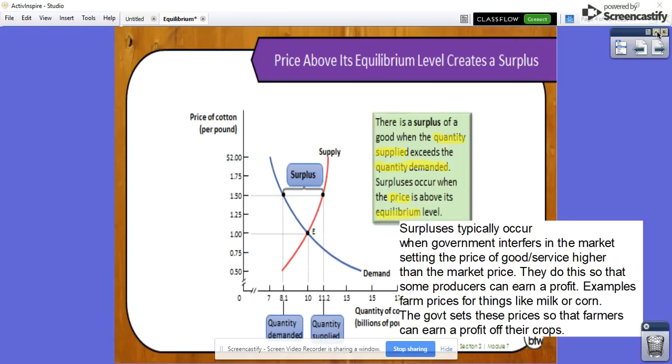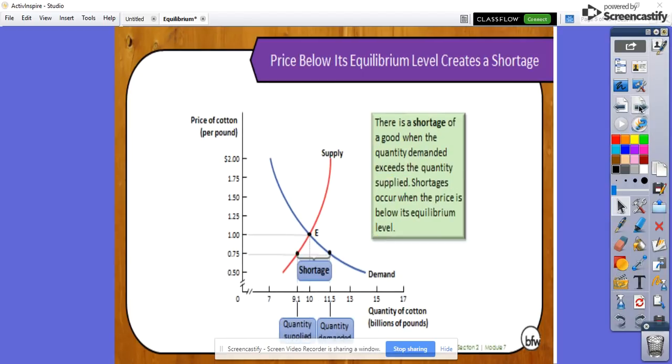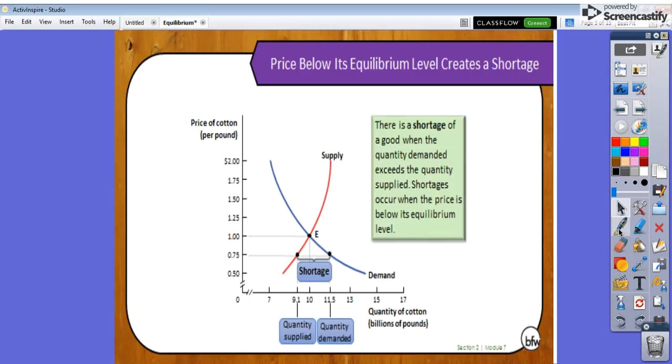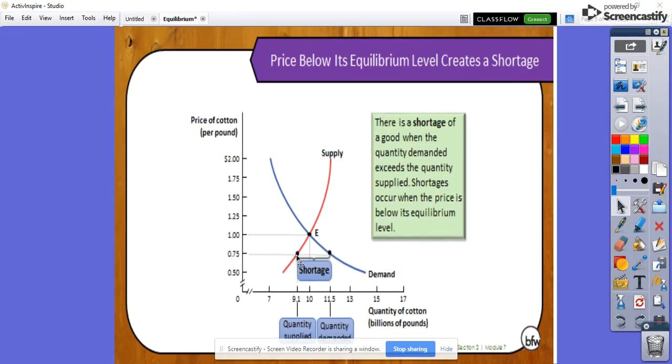Finally, we're going to talk about shortage. A shortage is not having enough of something for everyone in the market to have what they need or want. Again, you need to take a moment to draw the shortage graph. Note that the shortage price is below equilibrium. Any price below equilibrium will result in a shortage.